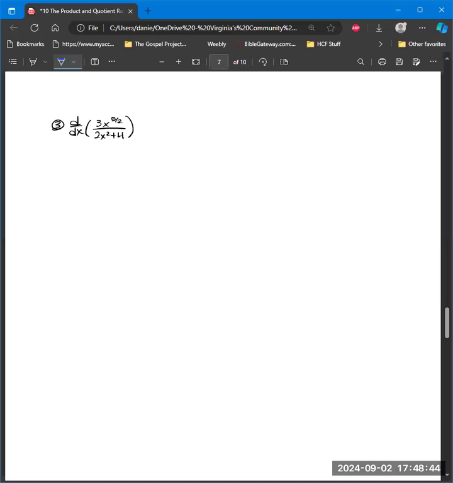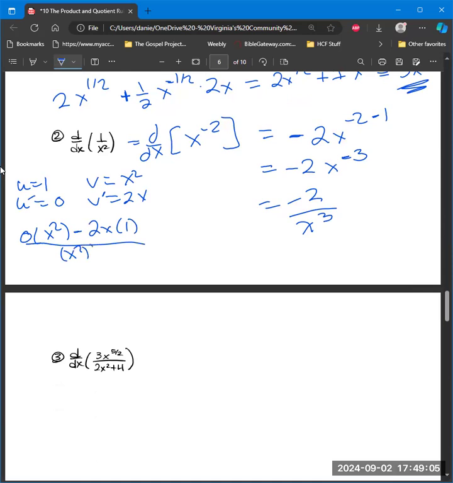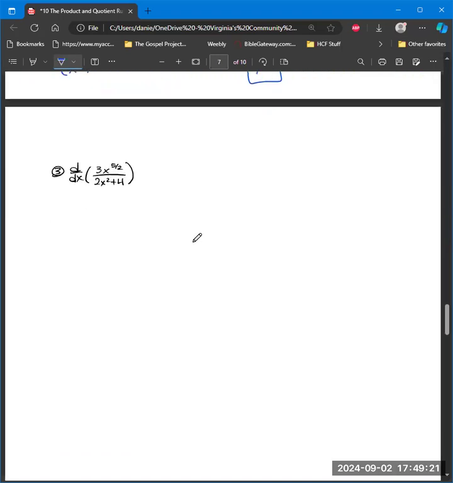Let's use the quotient rule here. U is equal to 1 and V is equal to x squared. U prime is equal to 0 and V prime is equal to 2x. So we want U prime times V minus V prime times U all over V squared. It's going to be a negative 2x over x to the fourth, which is a negative 2 over x to the third. And I get the same answer both ways, whether I use the power rule or the quotient rule.